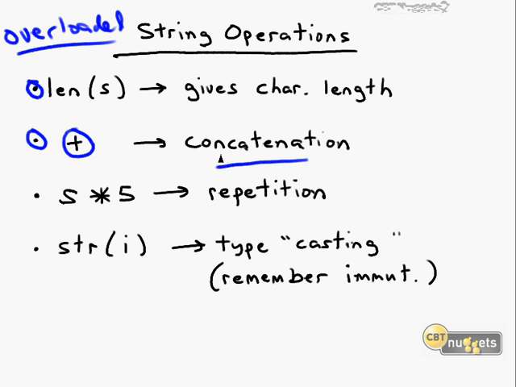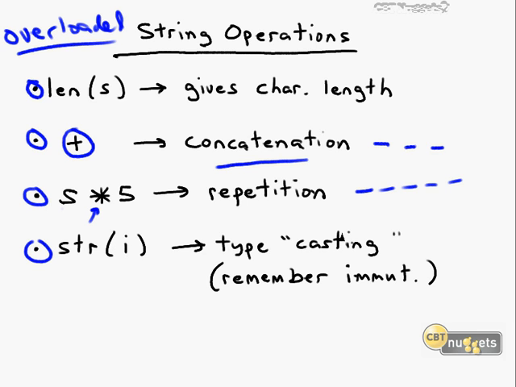Concatenation is a $5 word that simply means you're connecting two or more strings. Repetition? Note that we can also use the multiplication operator with strings, such that if we had defined the name S as some string and multiplied it by 5, well, we're going to get some string printed one after the other with no space.